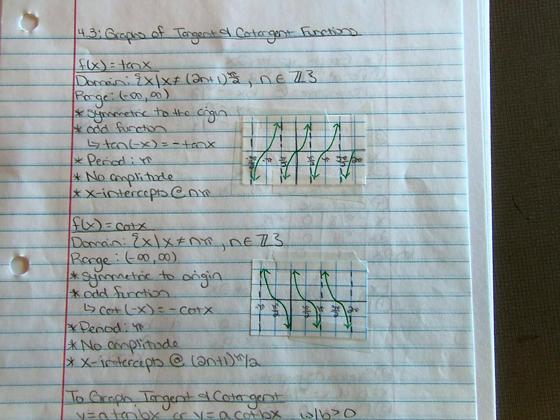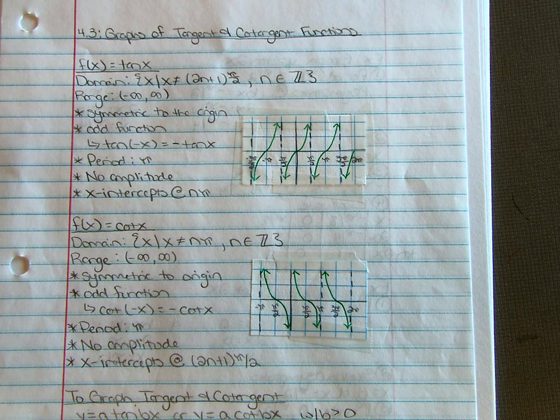The cotangent is almost exactly the same. It's just flipped because it's the inverse. Remember, cotangent is the inverse of tangent. So our domain in this case is not going to include the n times pi. Anywhere that you have a multiple of pi, you're going to have your asymptote. So this is the opposite or the reverse of the tangent above. Your range is still negative infinity to infinity. You're still symmetric to the origin. You still have a period of pi. You still have no amplitudes.